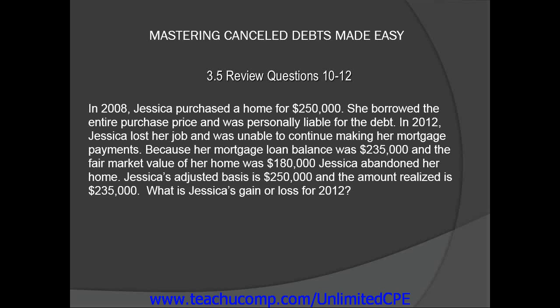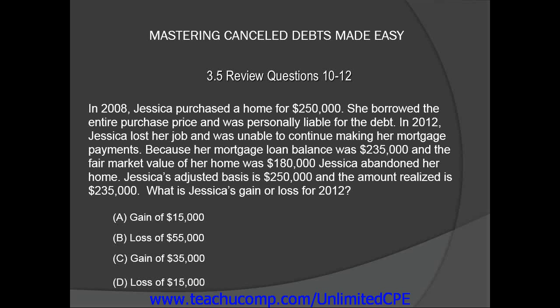Jessica's adjusted basis is $250,000 and the amount realized is $235,000. What is Jessica's gain or loss for 2012? Is it A, she has a gain of $15,000, B, loss of $55,000, C, gain of $35,000, or D, loss of $15,000?